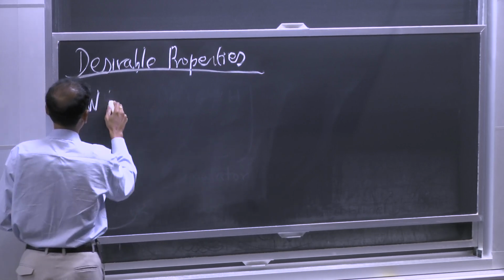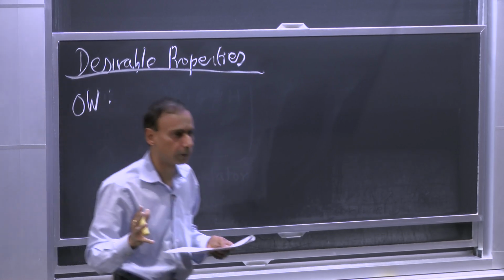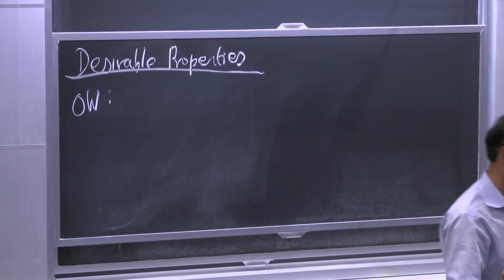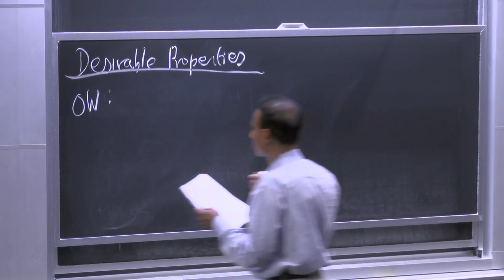The first one, it's not OW, it's OW. It's one-wayness, right? So one way or one-wayness.